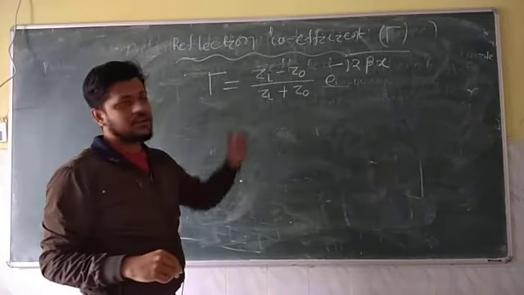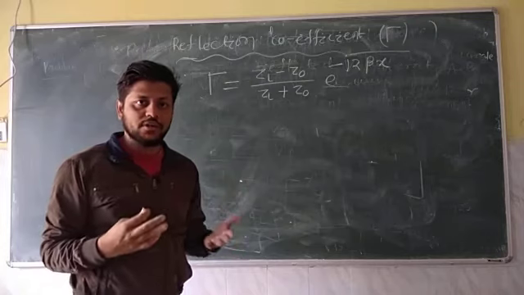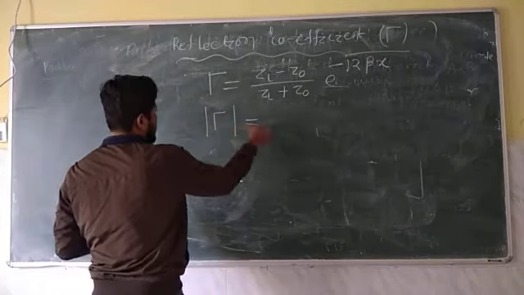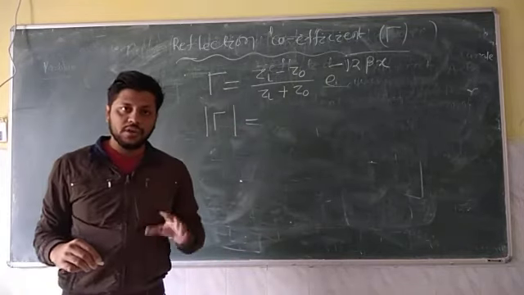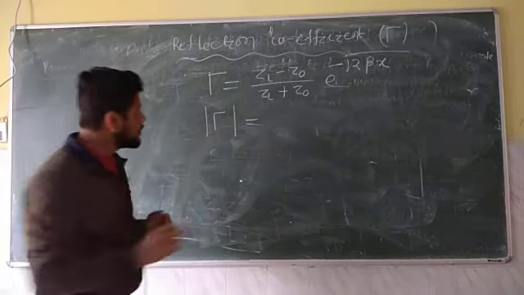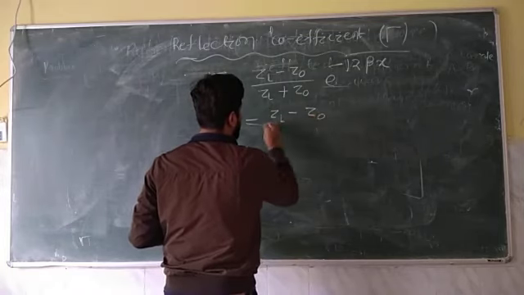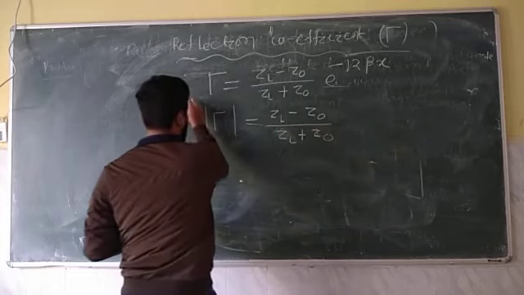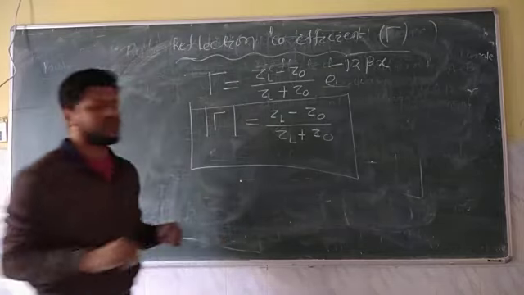So this gamma, we can see here, is a complex quantity. So what if I take only the magnitude, the mod of this gamma? The magnitude of e to the power minus j beta x, that is e to the power j theta, is always equal to 1. So what will be remaining? ZL minus Z0 divided by ZL plus Z0. So this is the formula for your reflection coefficient.